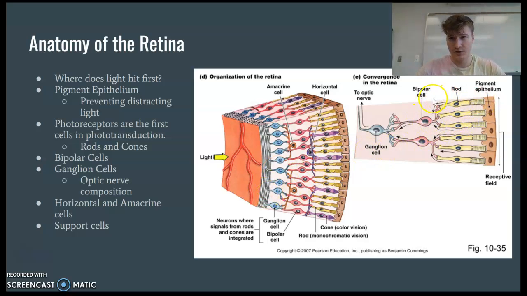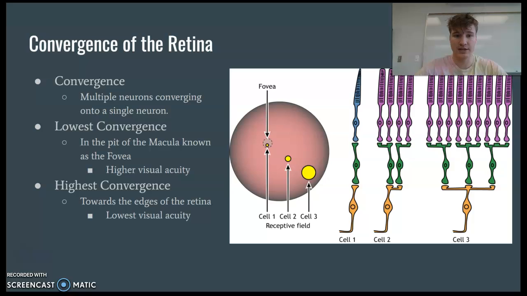But over to our right, I just want to touch on it for a second because we're going to go over it a little bit more in detail in the next slide. Convergence is a process that occurs within the retina, where you have multiple neurons converging onto a single neuron. So in this case, we have 3 rods converging onto one bipolar cell, and we have 2 bipolar cells converging onto one ganglion cell. So overall, we had 6 photoreceptor cells converging onto one ganglion cell through 2 bipolar cells.